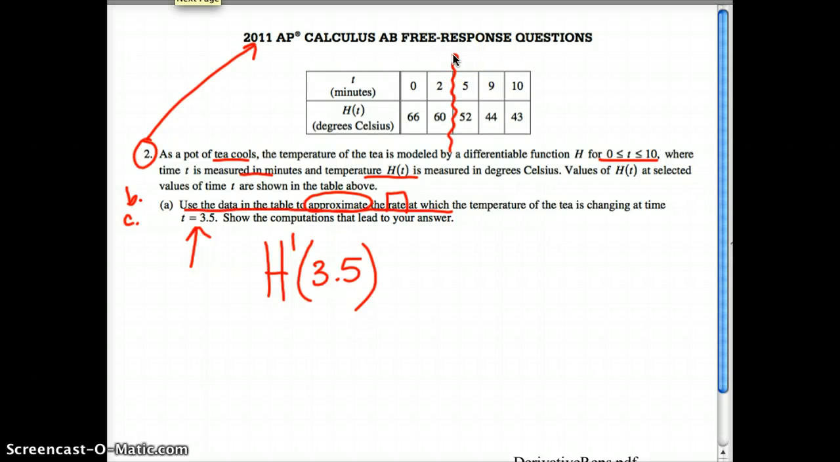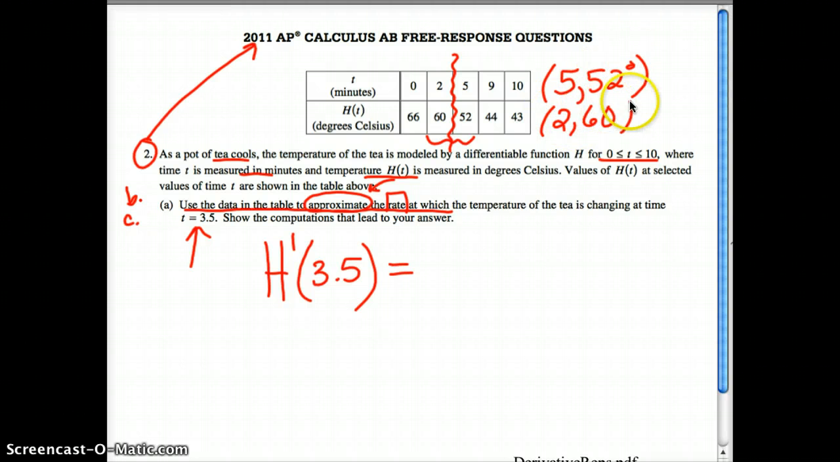So again, what I do is I make myself an estimate to approximate it. I find the average rate of change between these 2 points, or the slope of that secant line. So again, you could write them as points: at 5 minutes the temperature is 52 degrees, and at 2 minutes the temperature was 60 degrees.